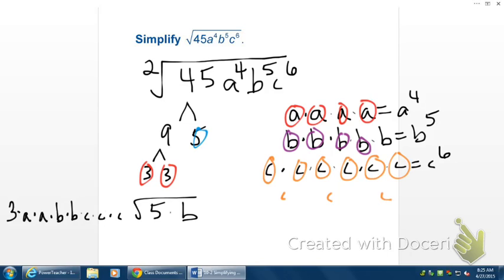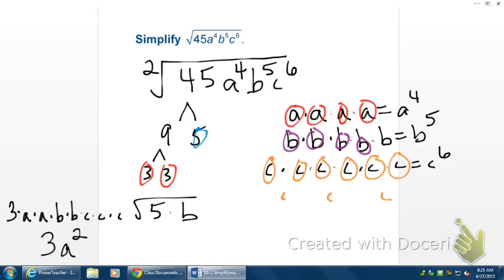Okay, now have we circled and gone through all of our numbers and all of our variables? Yeah. So last thing you have to do is combine everything. What does A times A give you? A squared. The 3 is going to stay down.